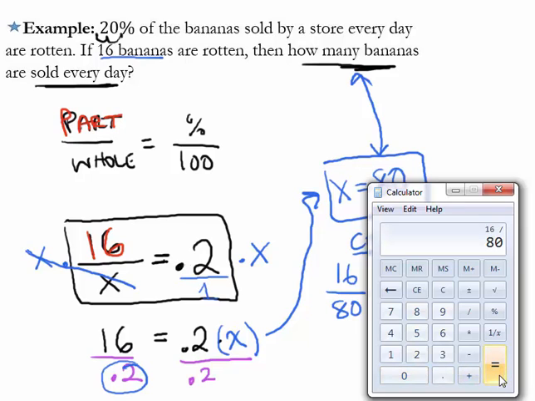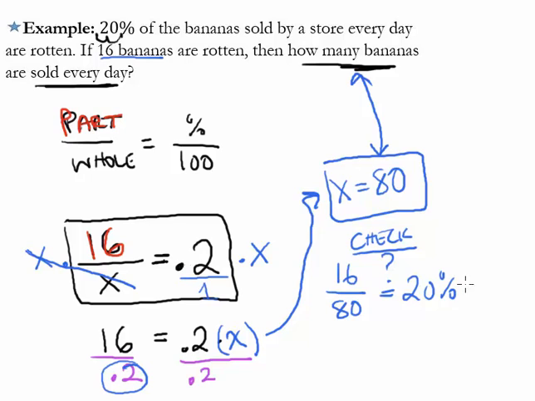And what number do we want to get? Do we want to get 20? No, we want to get 0.2. 0.2 is the same as 20%. 20% or 0.2, these are the same thing, because we can go back and forth from a percent to a decimal. So that's nice. We have our final answer, x equals 80.